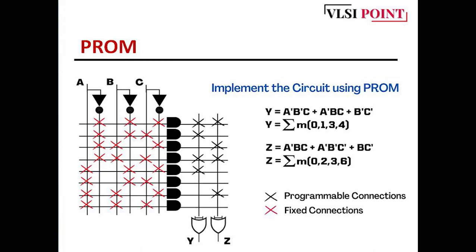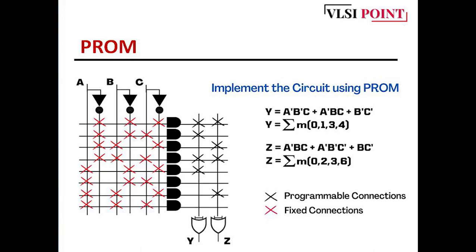With NOT gates, we are just generating the negation of ABC, and finally we have the programmable connection, these black ones, and the fixed connection, which is the red one. So finally we are getting our outputs Y and Z. So this is how we are implementing the circuit using PROM.